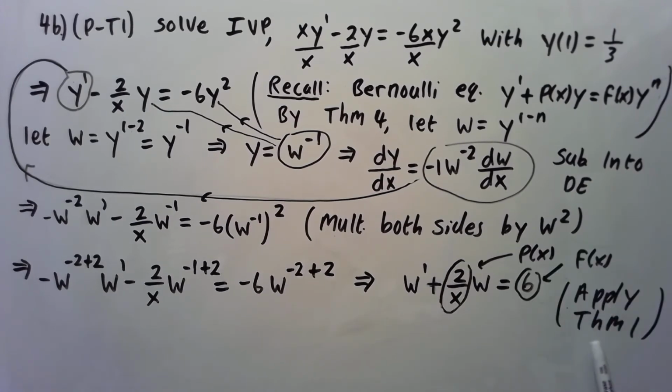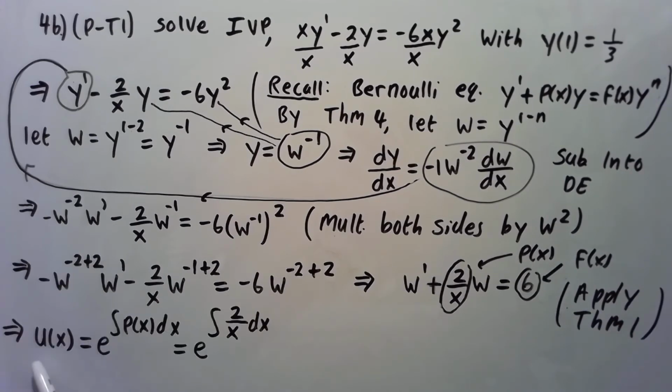So we're going to apply theorem 1, where the 2 over x would be the p in theorem 1, and my f function would be 6 here. So let's find our u now. So our u of x will be e to the integral of p of x dx. My p here is 2 over x, so it'll be the integral of 2 over x dx. Let me pull the 2 outside here, and then integrate.